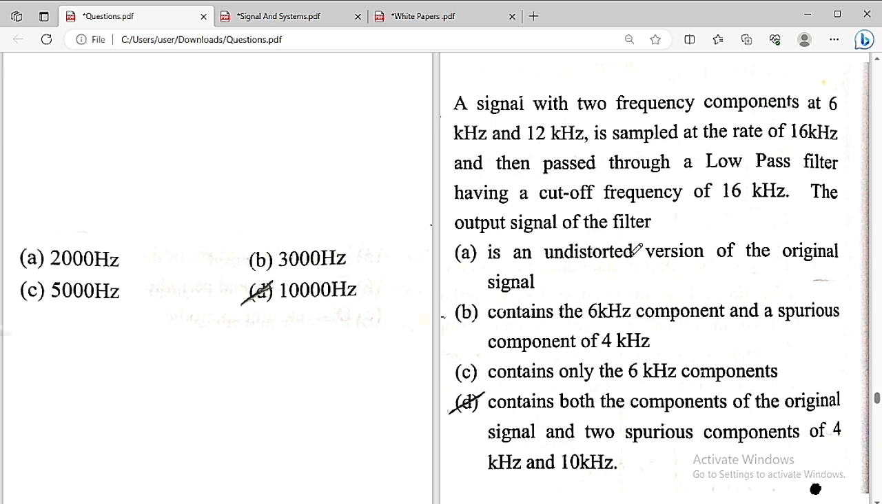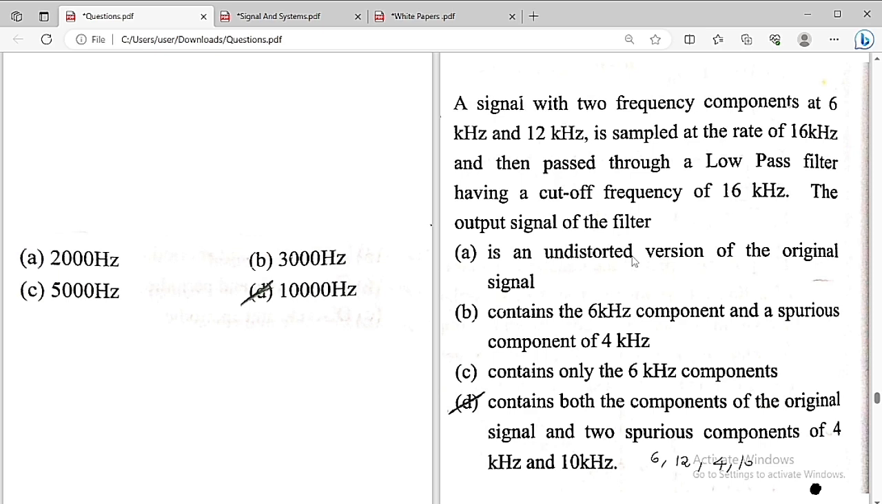So of the four options, option D says it is going to contain both the components of the original signal and the two spurious components of 4 kilohertz and 10 kilohertz. What is the meaning of this? It is going to contain both the components of the original signal, meaning 6 kilohertz is there, 12 kilohertz is there, and also 4 kilohertz and 10 kilohertz. So these are also present.